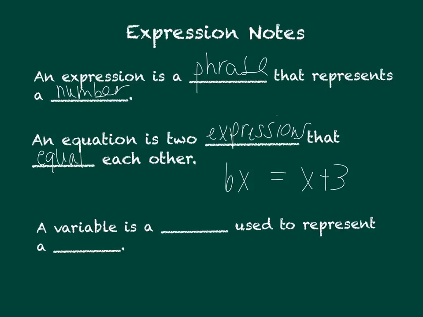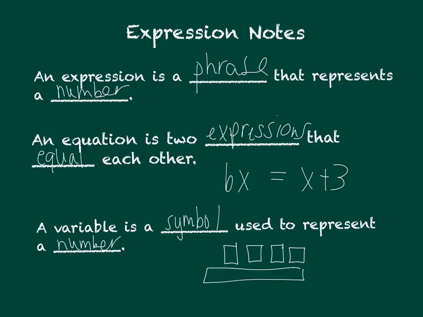Then we have a variable is a symbol used to represent a number. So if you think about this, when we were talking about algebra tiles in class, we lined up all the ones, and we found that the ones don't equal exactly the length of the long green algebra tile. So we used a symbol, which was our variable x, to represent that unknown number.